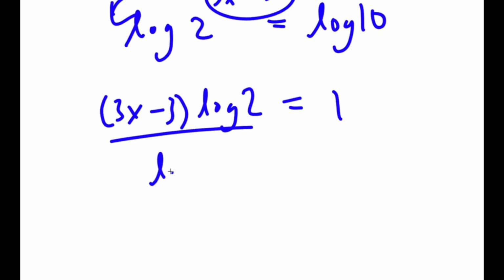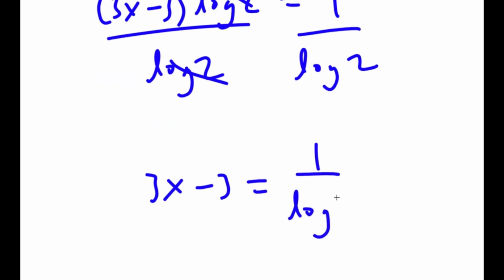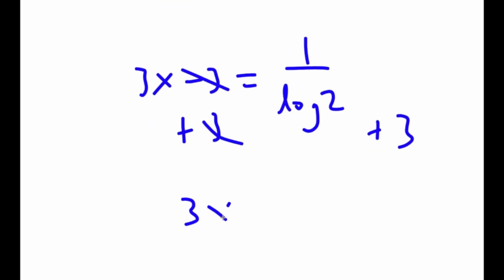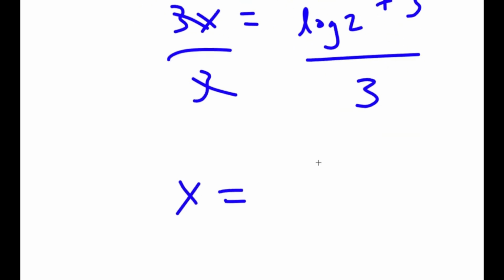And now if I divide both sides by log 2, these two cancel out, and I get 3x minus 3 is equal to 1 over log 2. And now I can add 3 on both sides. So I get 3x is equal to 1 over log 2 plus 3. And if I divide both sides by 3, I get x is equal to 1 over 3 log 2 plus 1.